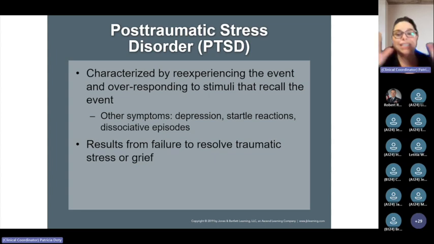All right, PTSD. Now this is different. This is post-traumatic stress disorder. It is not just because you went to war. As a matter of fact, per capita, EMS workers, firefighters, and police officers have more than military workers do, because it is per capita. There are different types of PTSD naturally, and we're not going to get into all of those. But it is characterized by re-experiencing the event, and an over-response to outside stimuli that recall the event. It can literally be a sound that causes someone to go into a PTSD fit.